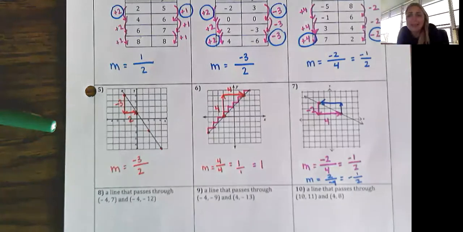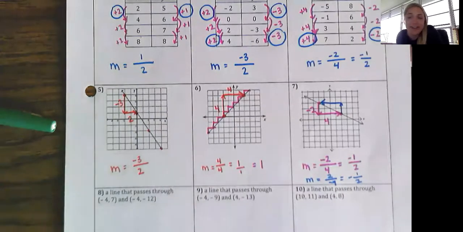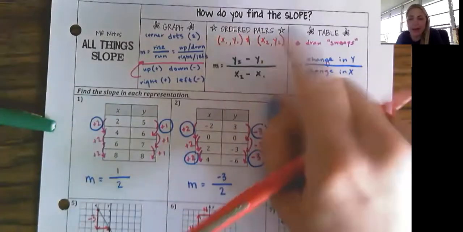All right, now these are the ones that sometimes people struggle with, problems 8, 9, and 10, because sometimes they don't use the formula correctly, or they just think, oh, this is more difficult. It's not, I assure you, you are just filling things in to a formula. So I'm gonna start by labeling x1, y1, x2, y2.